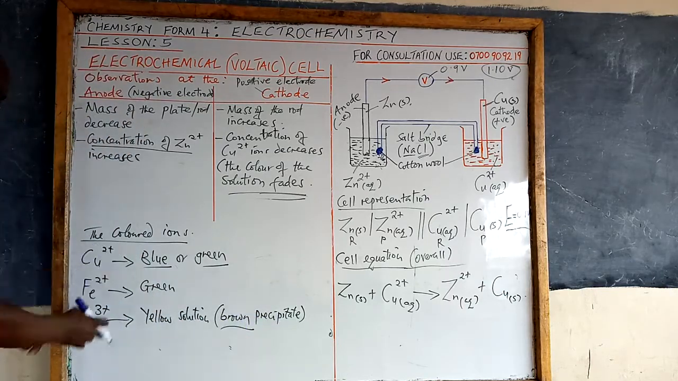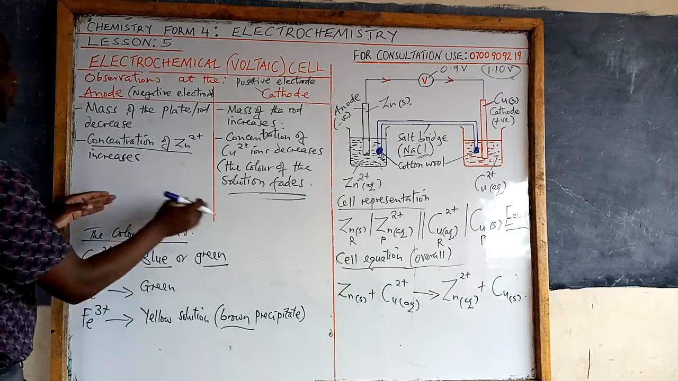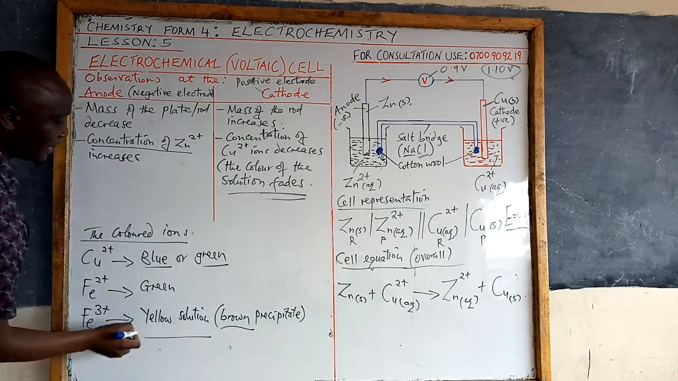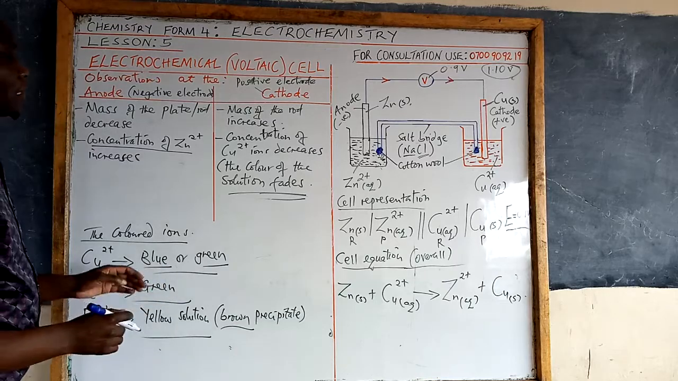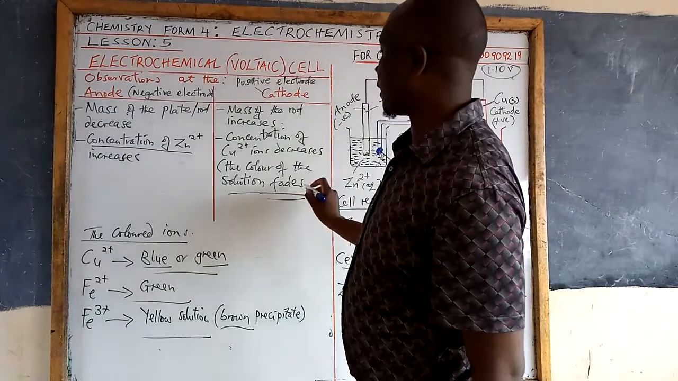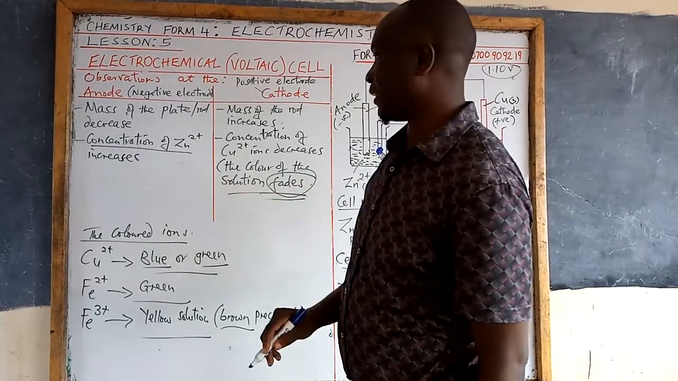So when these colored ions are used, you have to take note. If they will be used as the anode, their colors will intensify. But when they are used as the cathode, as less reactive, the color of the solution will fade.